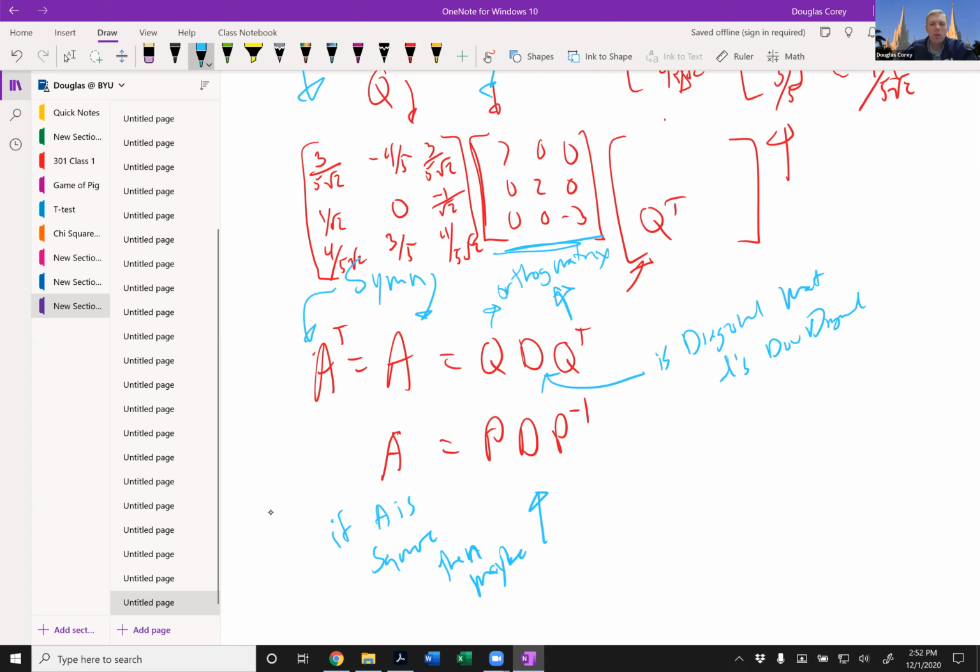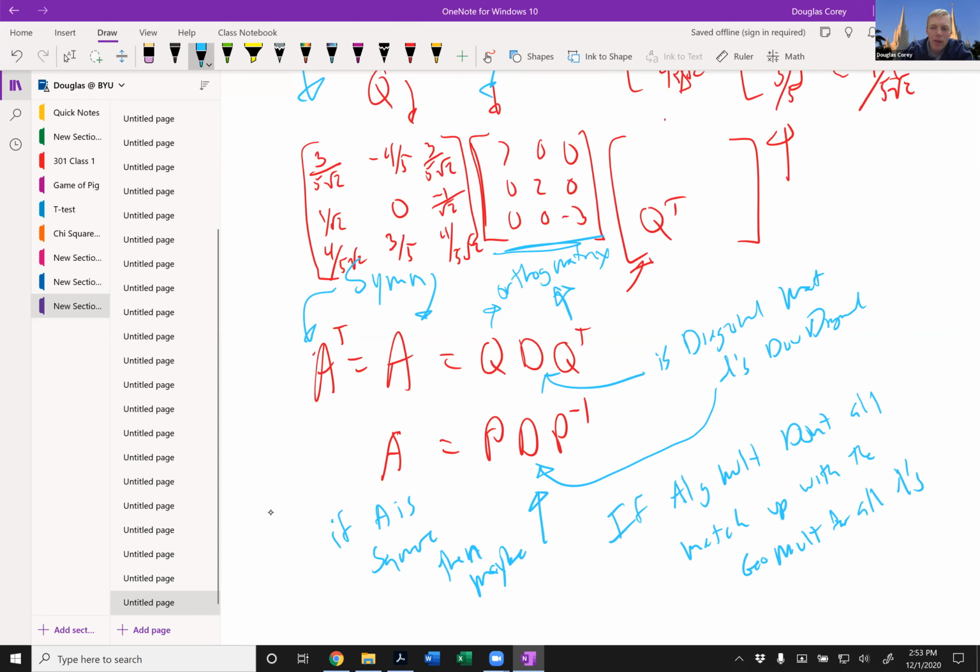So we deal with square matrices a lot. If it's square, then we might be able to diagonalize it. The D would be the same. But if the algebraic multiplicities don't all match up with the geometric multiplicity for all eigenvalues, for all lambdas, then it's not diagonalizable. That's shortcut for diagonalizable.